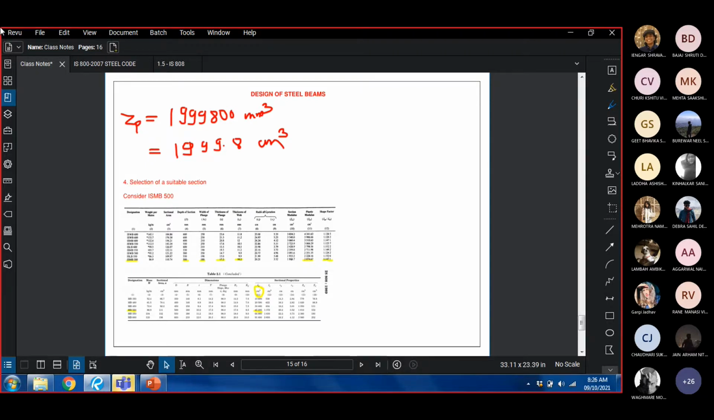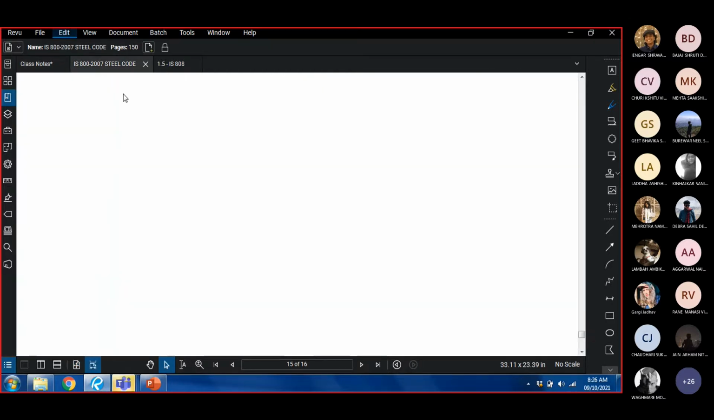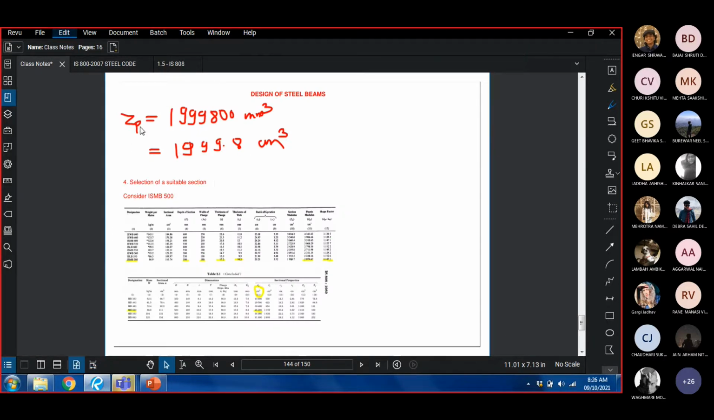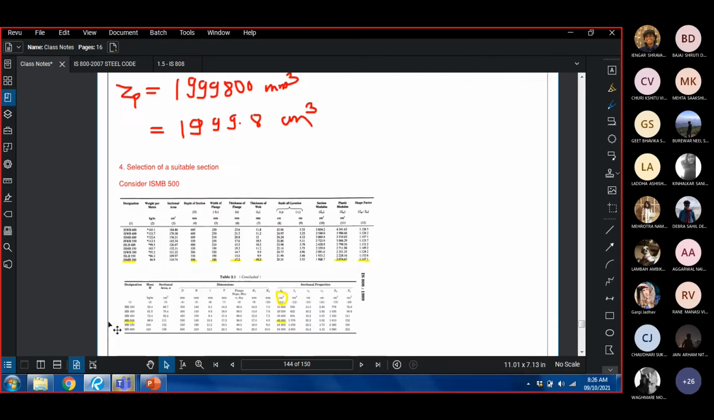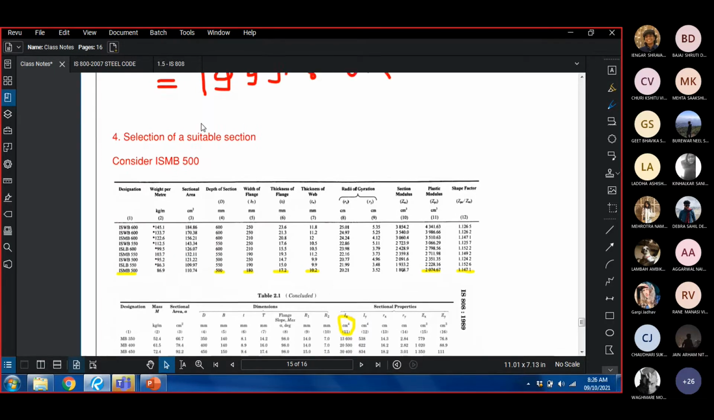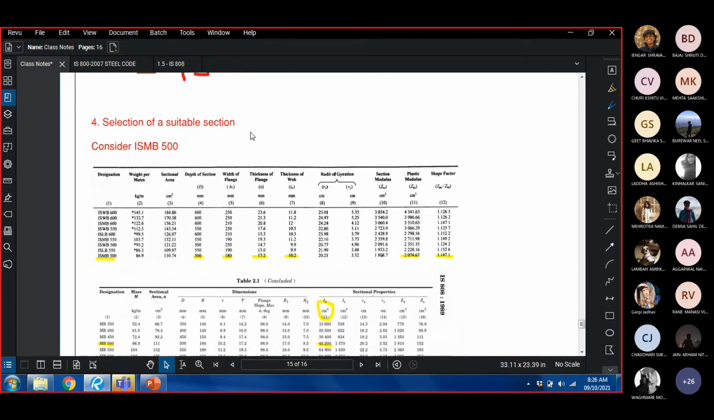So the next step is to select a suitable section. To do so, we went to the steel code. The steel code gives various sections and various values of the plastic section moduli. So we have to select a section that has a value of Zp greater than 1,998. So what we saw here is ISMB 500 has a value of 2074.67, which is greater than 1998. Therefore, we started with the selection of ISMB 500.